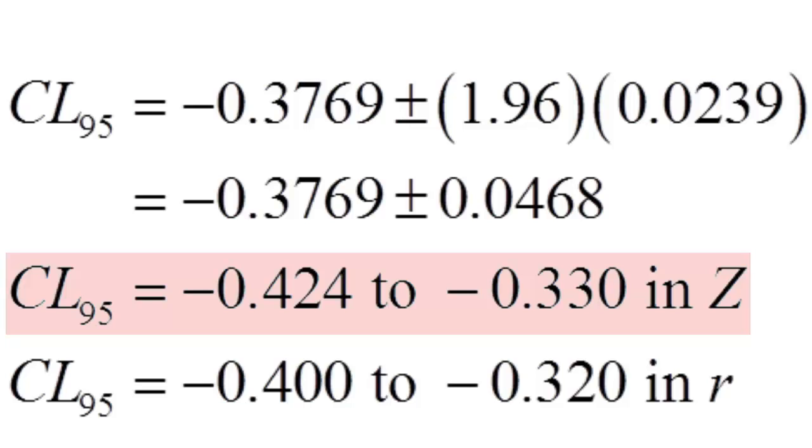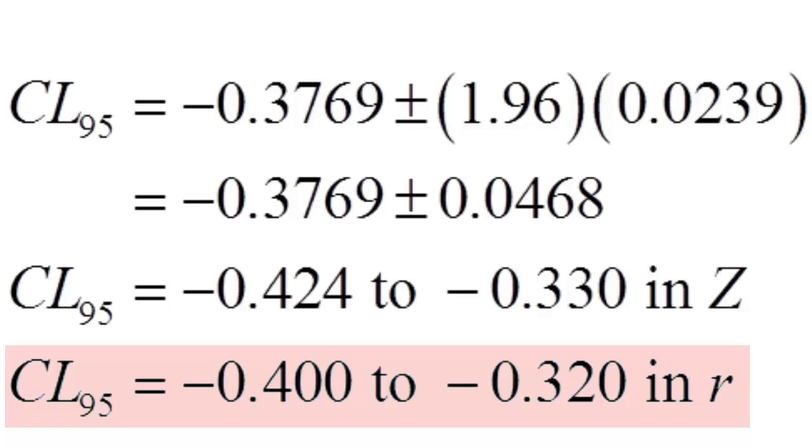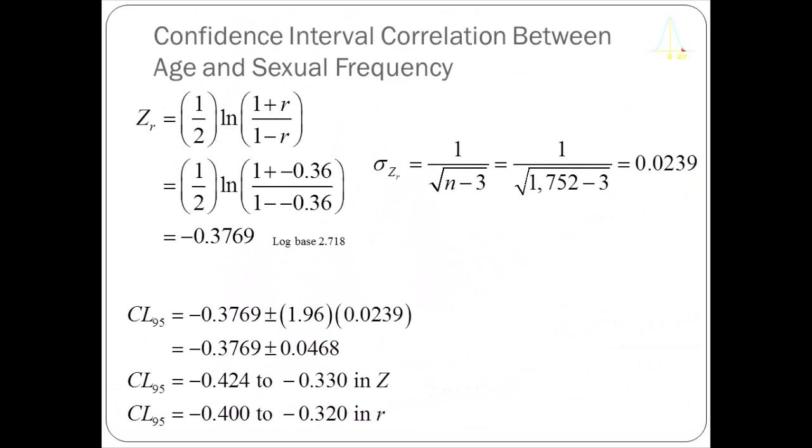And when I use the table in the back of the book to convert those Z scores to r, I can see that my 95% confidence interval, while it's centered around minus 0.36, extends from minus 0.4 to minus 0.32, a very small confidence interval. In this case, I'm going to reject the null hypothesis and conclude that this is a statistically significant difference.